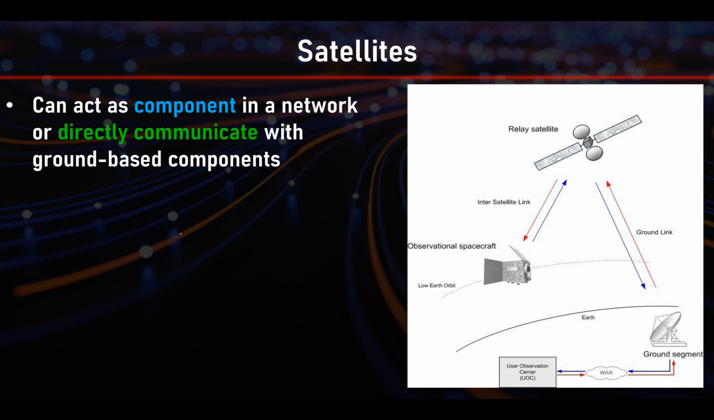Then if we look at some of the use cases, it says satellites can act as a component in a network or directly communicate with ground-based components. So when it says directly communicate, we can have, let's say, person A here and person B here. We can send some signal to this satellite. This can send a signal to person A. So in this case, this is directly communicating.